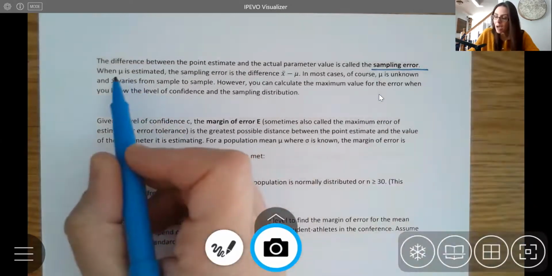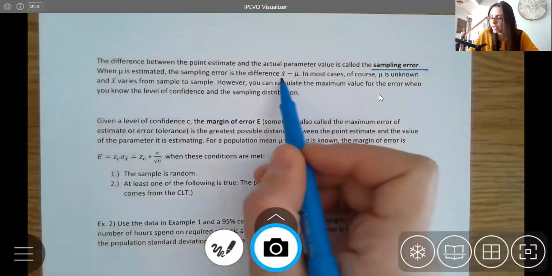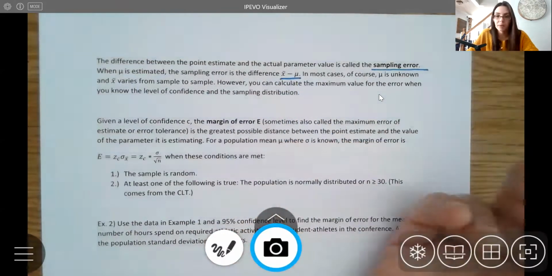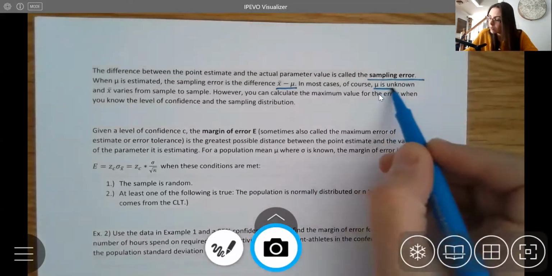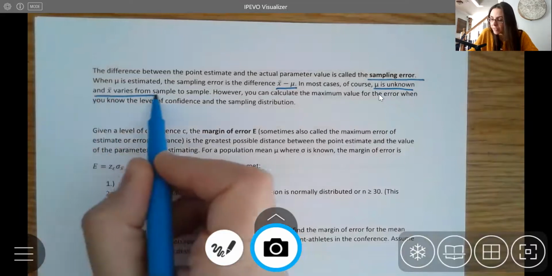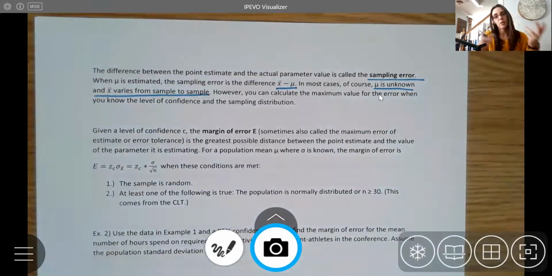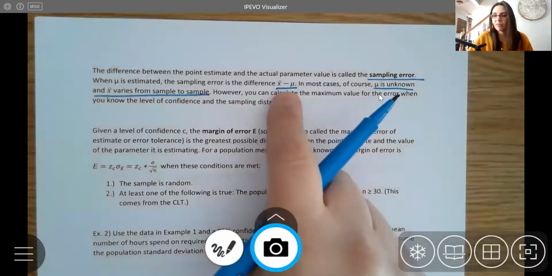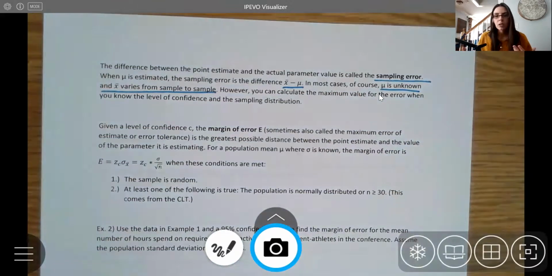When the population mean is estimated, the sampling error is the difference between the sample mean and the population mean. Now, in most cases, of course, the population mean is unknown and the sample mean varies from sample to sample, right? So if you actually know the population mean and you know the sample mean, then you can subtract them and find the sampling error. But a lot of times the population mean is unknown. So we can't always do that, but we do know that there is some sort of sampling error that's going to be there.